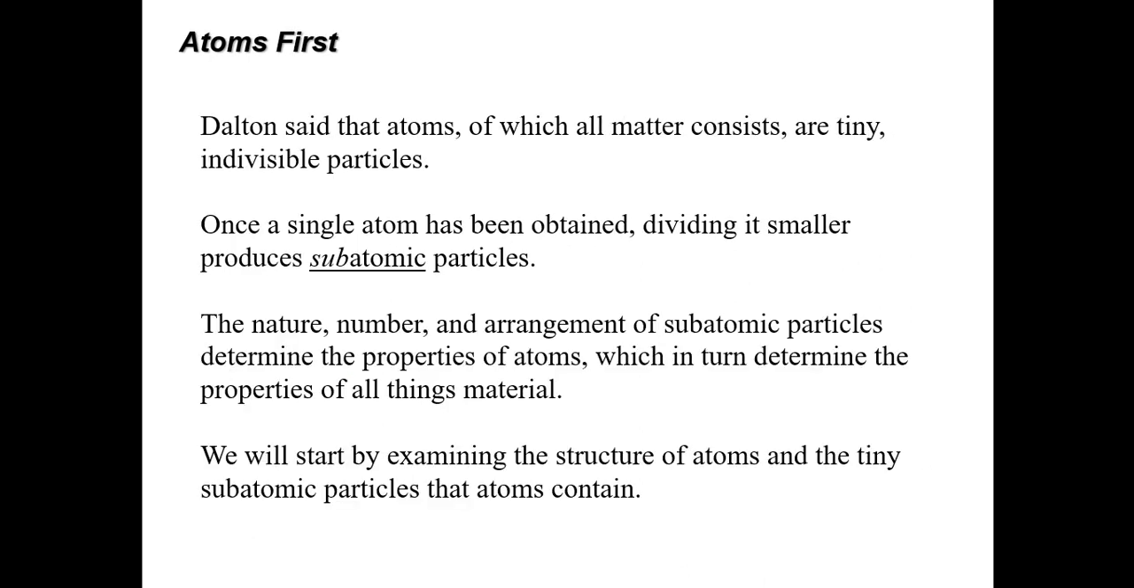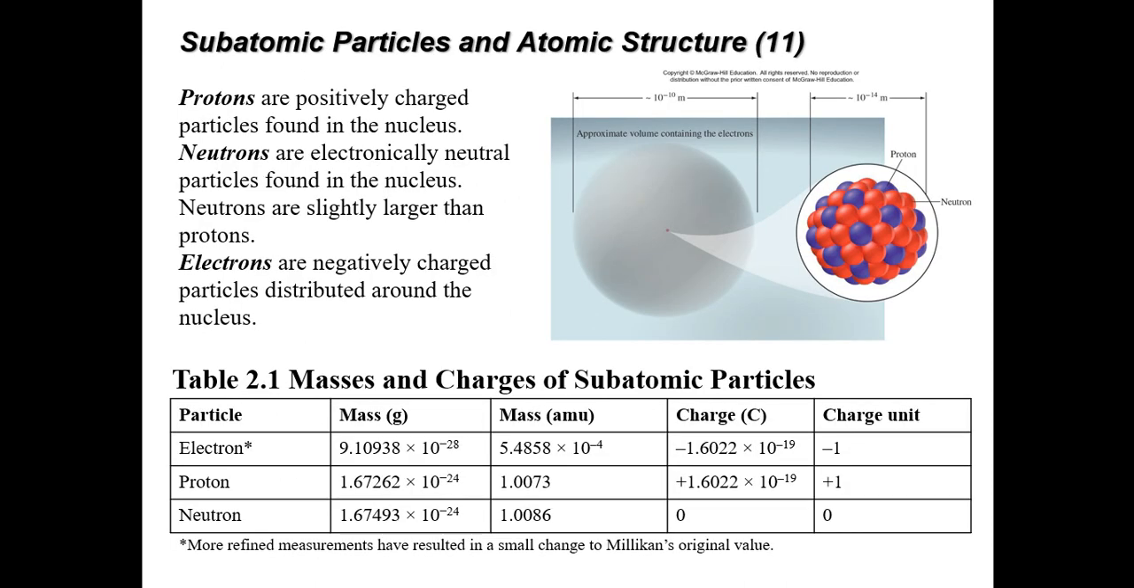Subatomic particles are neutrons, protons, and electrons. The nucleus has protons and neutrons. Outside are electrons. Protons are positively charged, neutrons have no charge, electrons are negatively charged. So this is the summary of that.